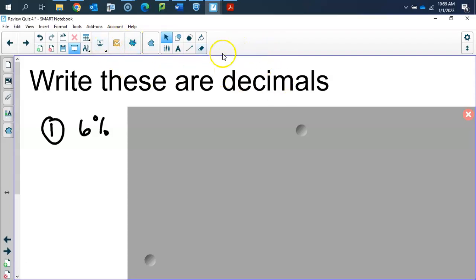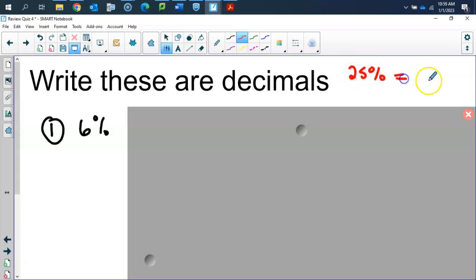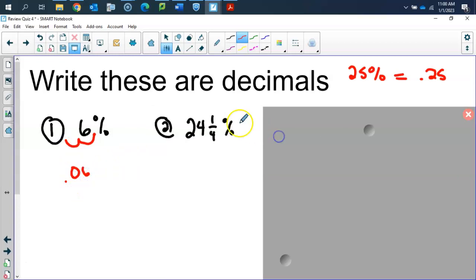Well, as a quick review, 25% is 0.25. Hopefully you know this, okay? But to go from a percent to a decimal, we move our decimal point 2 to the left. So here's our decimal point. When there's not one written, it's behind the number. We move it 2 to the left. This would be 0.06 or 6/100. Okay, change this to a decimal. Go.